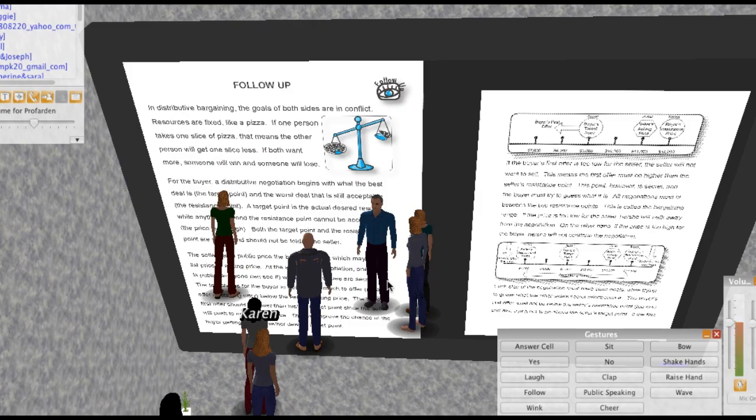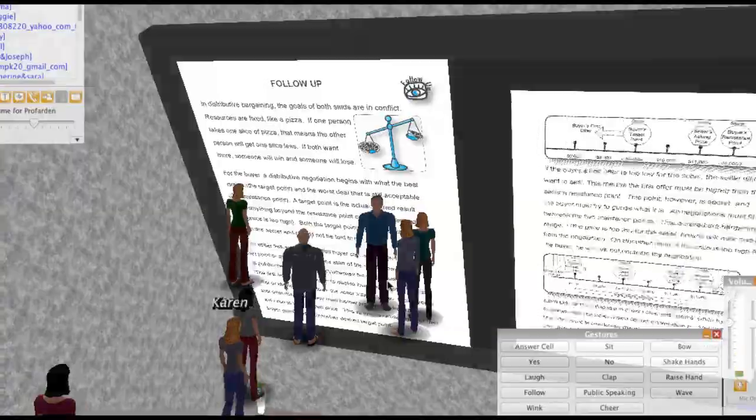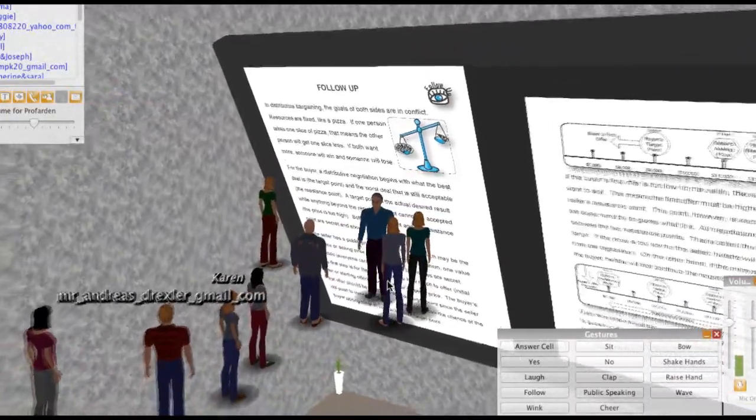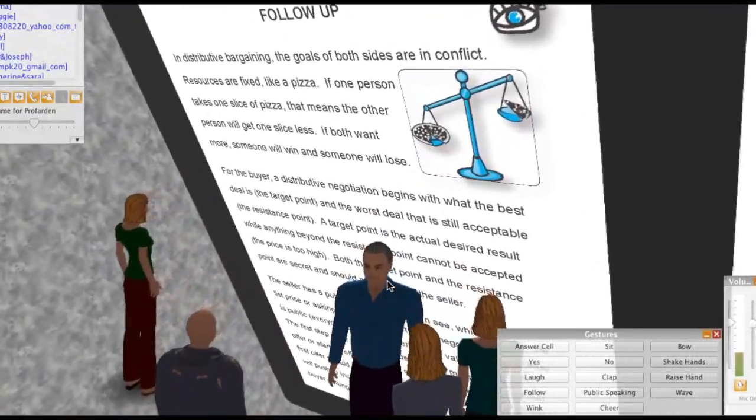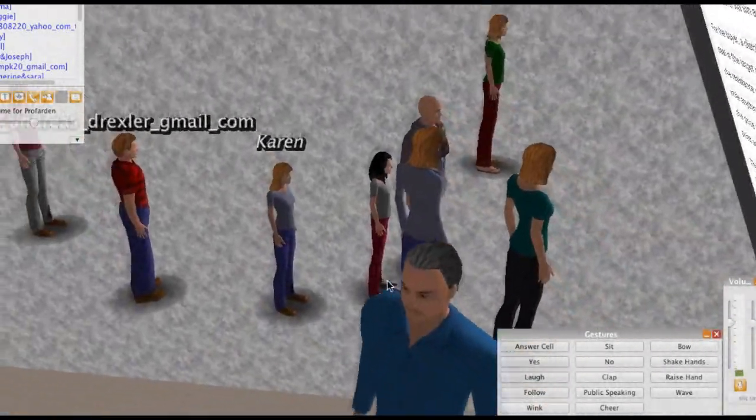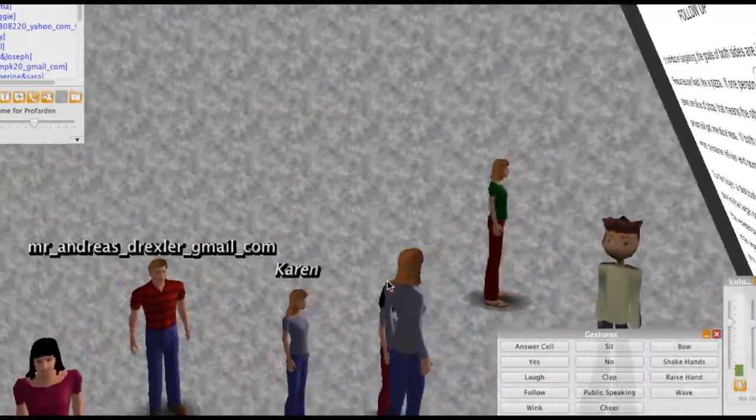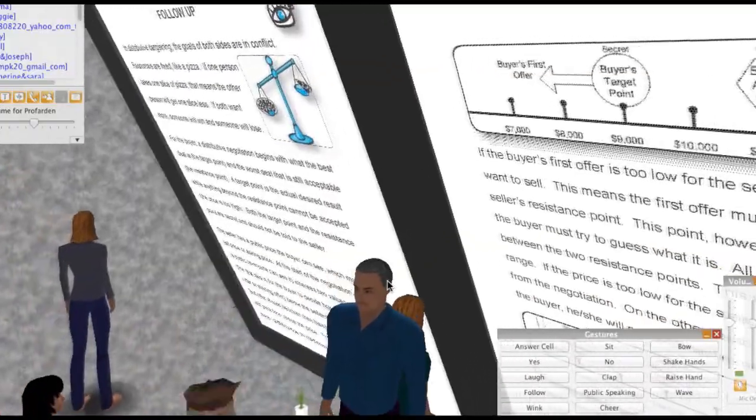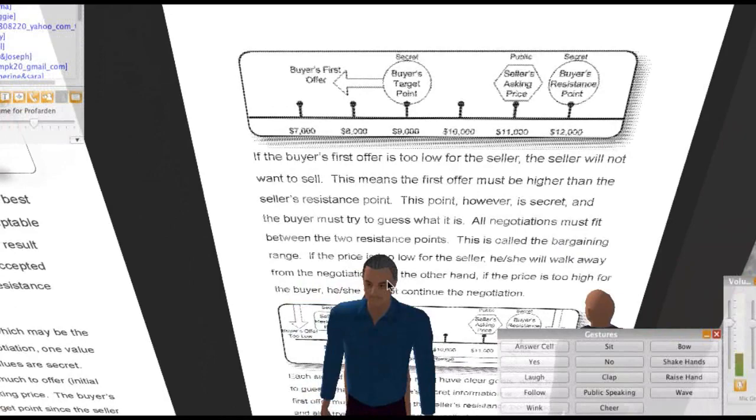Now, both of these things, there's a key idea. Your target and your resistance must stay secret. This is a key, very important point. So follow me to the next slide over here. And on the next slide, we can see a little bit more. Now these pictures here are really great. They really make the situation clear.